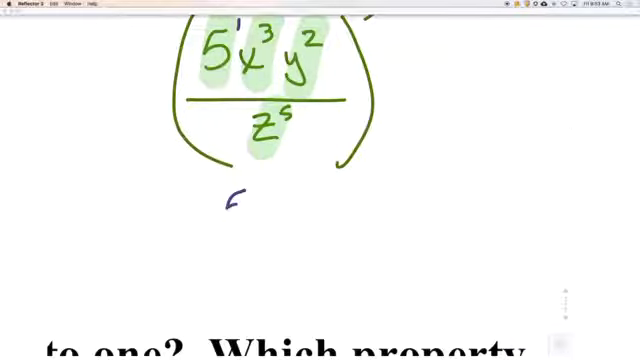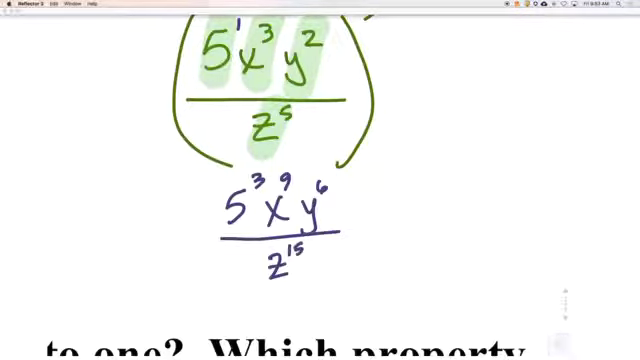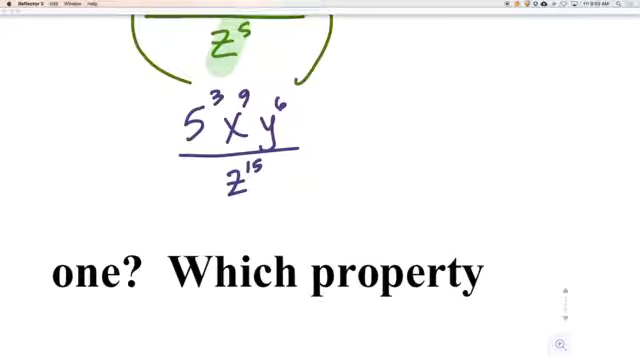So it's going to be 5 to the 1 times 3 is 3, x to the 3 times 3 is 9, y to the 2 times 3 is 6, and z to the 5 times 3, which is 15. And if you simplified that, 5 cubed ends up being 125. So 125, x to the 9th, y to the 6th, all over z to the 15th. And if this were a test question, that's what I would have as the answer choice.